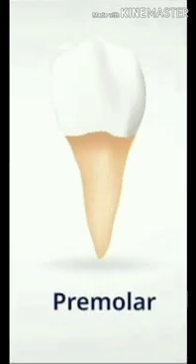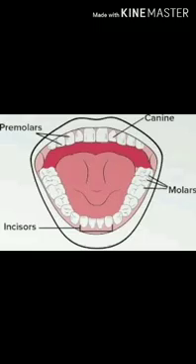The next category is premolars. There are a total of 8 premolars, and these are located after the canines, that is 2 on either side of the canines, or we can say a total of 4 in the lower jaw and 4 in the upper jaw. This type of teeth helps in chewing the food.